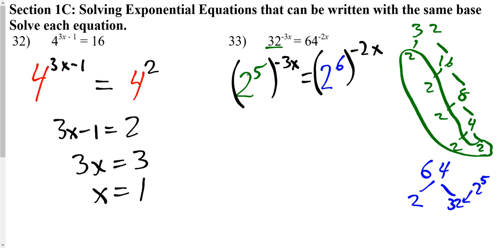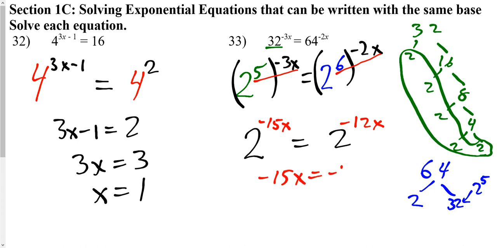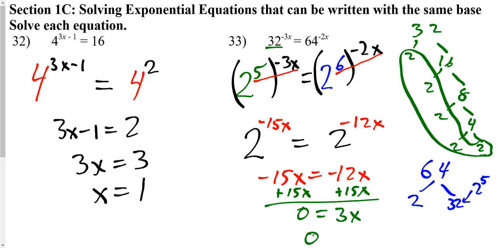Now, remember, when you have an exponent raised to an exponent, you have to multiply your exponents. Or over here, exponent raised to an exponent, you have to multiply your exponents. So now that you have 2 to a power equaling 2 to a power, you can just set your exponents equal to each other. And then you can go ahead and solve that for x. So I'm going to go ahead and get all the x's on one side by adding a 15x to both sides. I get 0 is equal to a 3x. Divide both sides by 3, and we get x to be 0.